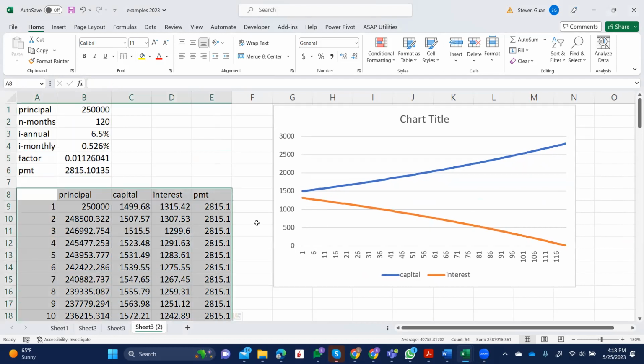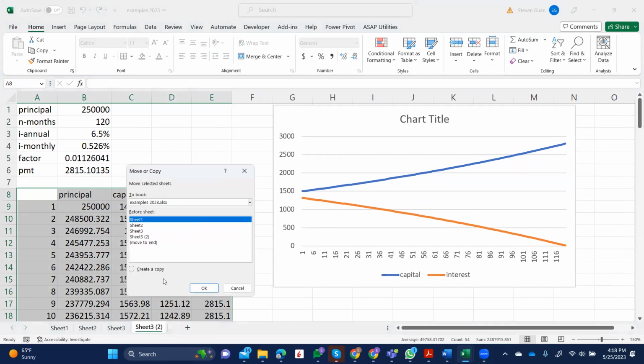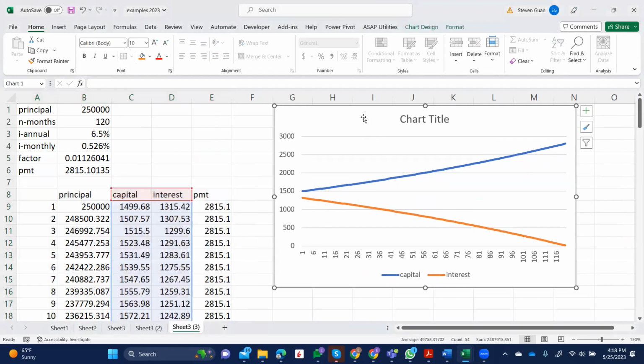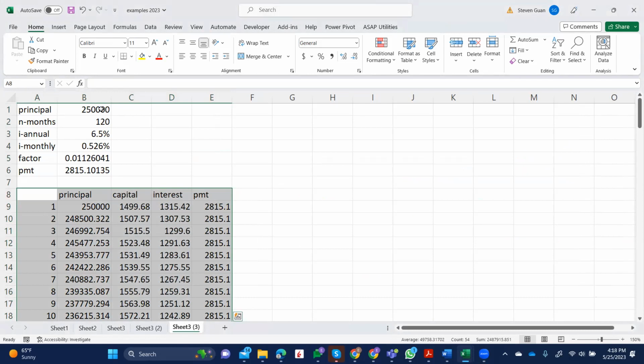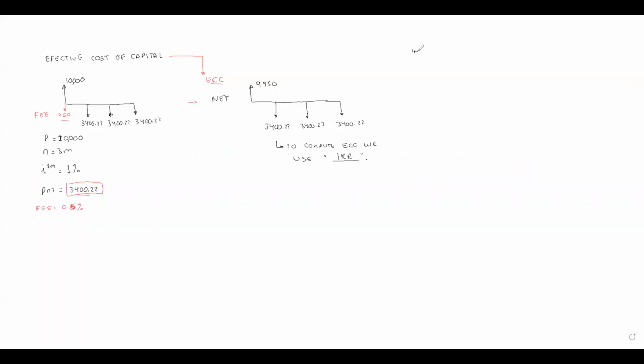You know what? I prefer to have a new one. Can you copy this one here to the end? Remember, if you want to copy, it is move or copy, create a copy, and let's move it to the end. Okay, so let's delete the graph. I don't need the graph now. And now what you need to do, guys, is the following. In Excel.